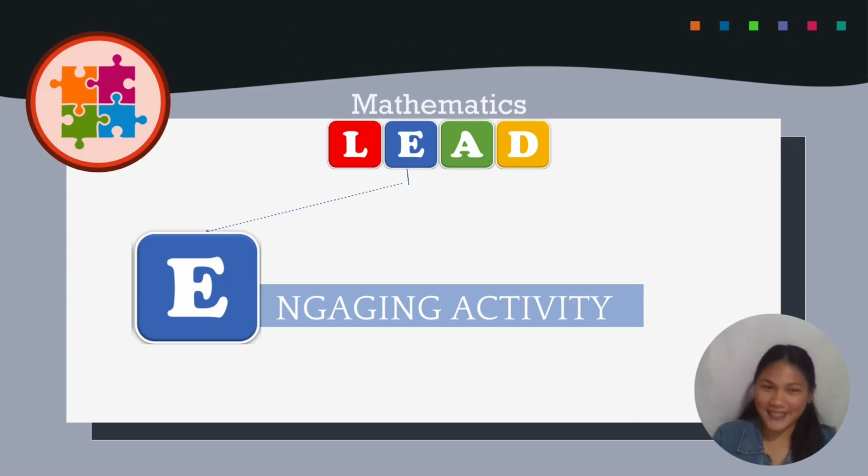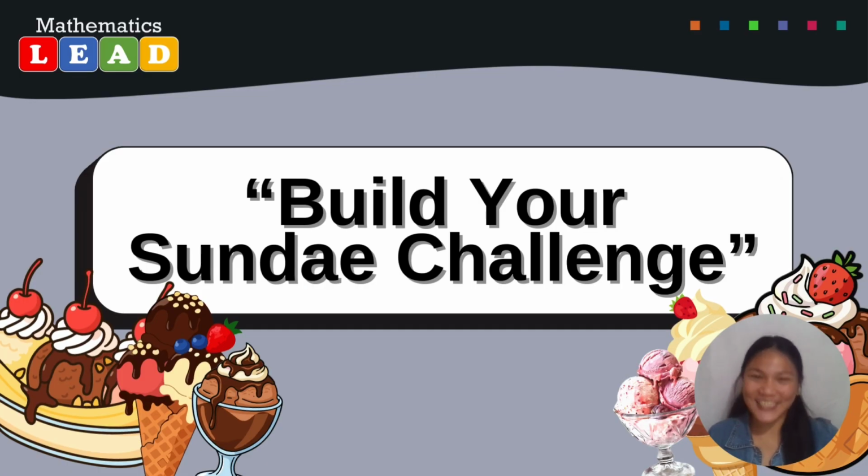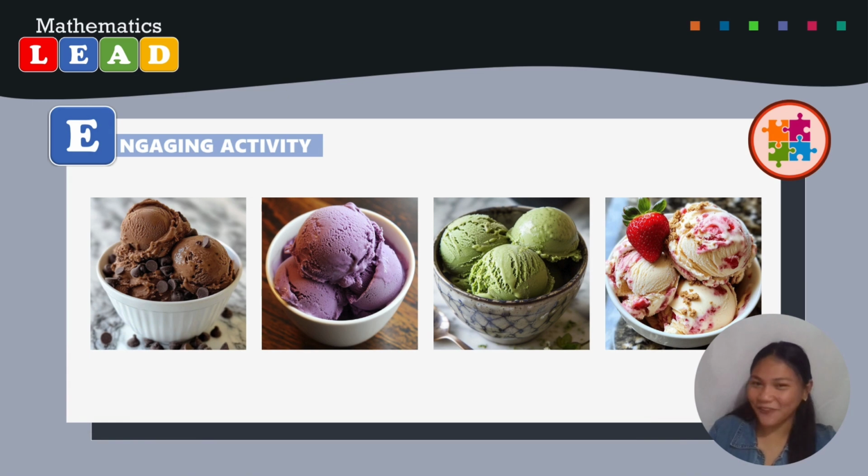Before we proceed to our discussion, let us first have an engaging activity entitled Build Your Sundae Challenge. For this activity, first, I will show 4 ice cream flavors on the screen. Have you already seen the flavors? If yes, can you tell me what flavors you have seen? Very good. But why do I feel like you want ice cream already? Later, you can have it after our discussion. But back to our flavors. As you can see, we have chocolate, ube, oops, that is not avocado, that is matcha, and last is strawberry.